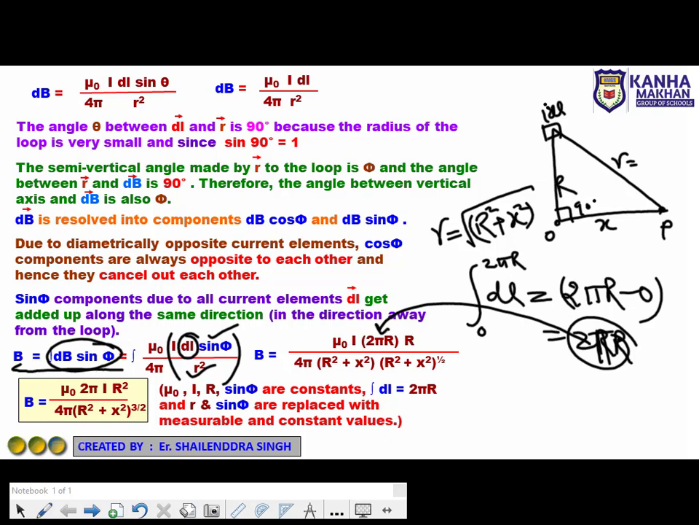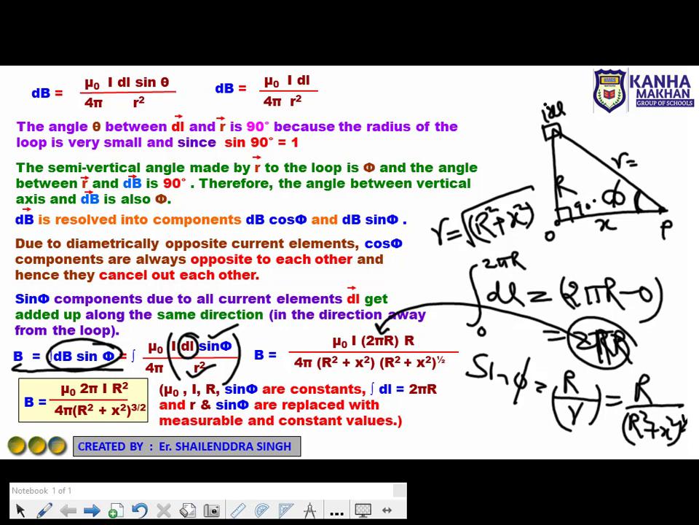And what is the value of sin phi? You know very well, that particular angle was phi, therefore sin phi is given as the perpendicular, capital R, divided by the hypotenuse, small r. Therefore it becomes R divided by (R square plus x square) to the power 1 by 2. This particular portion is given as the value of sin phi. Then finally, we will get the result.